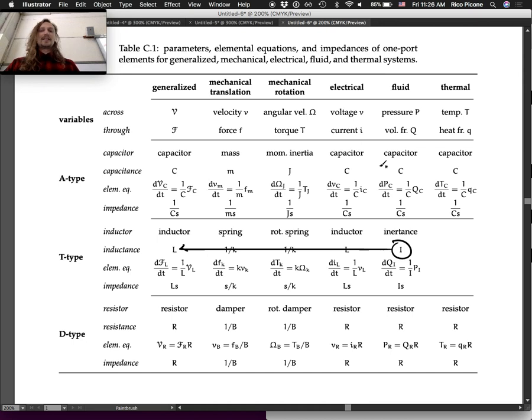Okay, I was just like, are they all there? All of the types of systems we're going to consider, all the energy domains that we're going to consider in this class. So, yeah. Cool. So that's there.